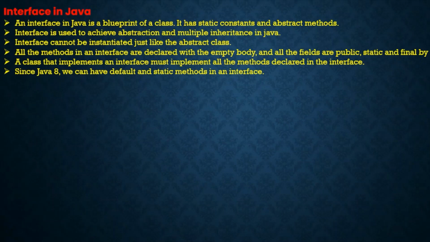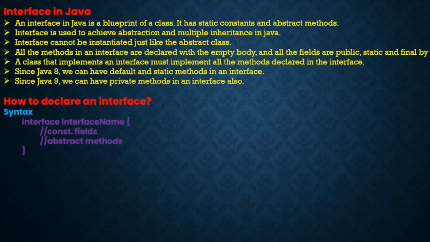What are the Java 8 features? What do you mean by default method? What is the static method in an interface? And in Java 9 there can be private methods also. An interface can have private methods as well. That I will discuss as part of Java 8 features and Java 9 features. Okay, so you can check my playlist as well for Java 8 features. Okay, so now it's time to declare the interface. I have demonstrated with the example.